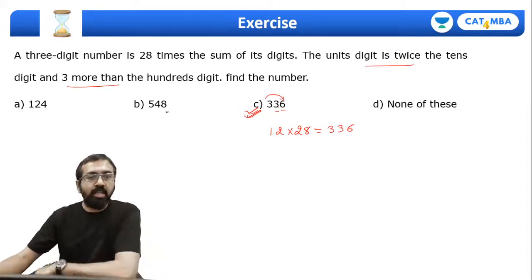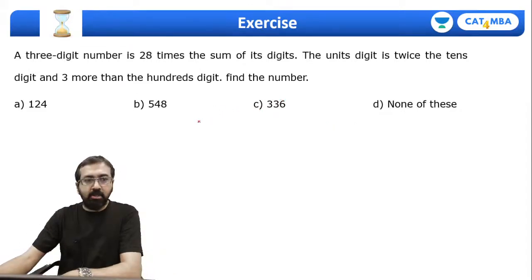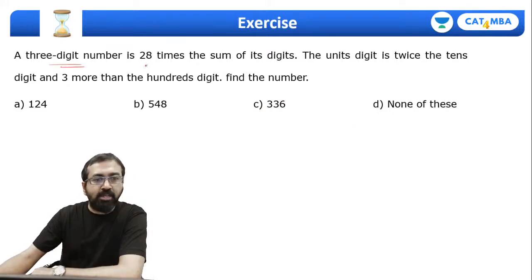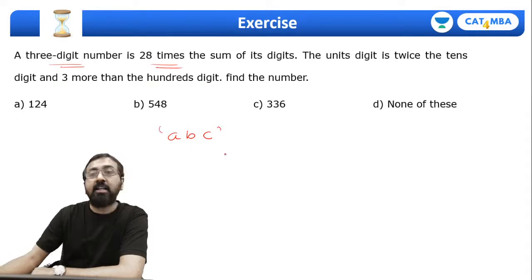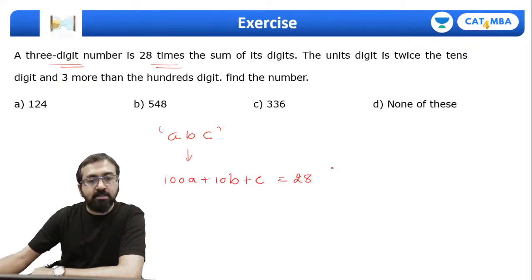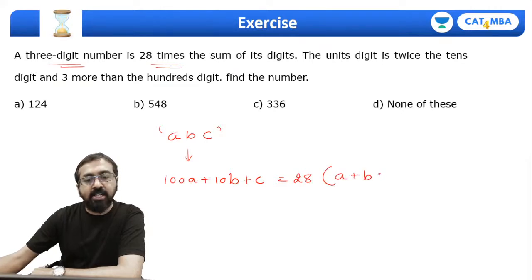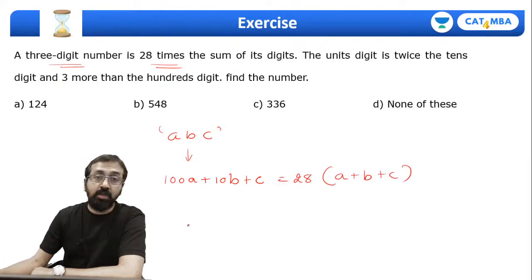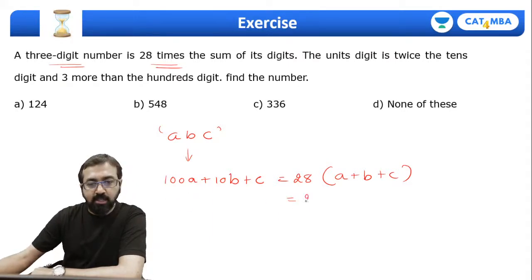Great. Okay, so guys, this is the shortcut. But what is the normal method? A 3-digit number is 28 times the sum of its digits. So if I go by the normal method, it will be something like this. Let me take the 3-digit number as ABC. The value of this 3-digit number will be 100A plus 10B plus C, and it is 28 times the sum of the digits, that is 28 times (A plus B plus C). Of course, this will be written as 28A plus 28B plus 28C.